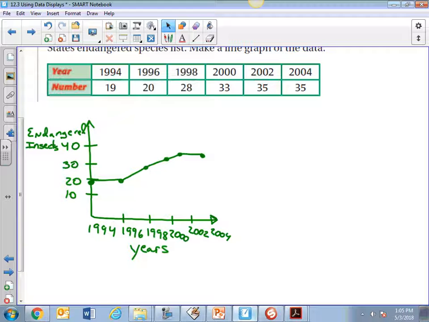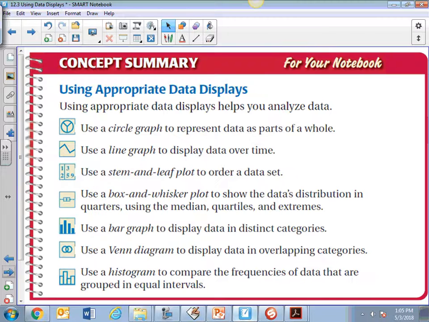Okay, so next thing. The last thing we'll talk about is using appropriate data displays. For instance, that last one, would it have been a good idea to use a circle graph? Probably not, right? These give reasons why each display is good to use.